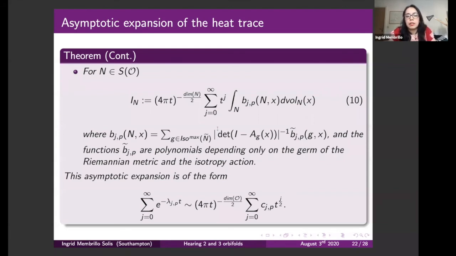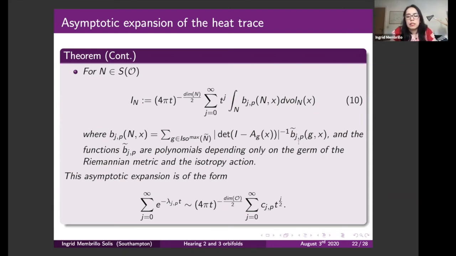And here is the sum over this set of the determinant of the identity minus A_g, where A_g is the matrix which is induced by the action of g. So this matrix will act in the orthogonal complement of the tangent space at x in the stratum, which lives inside of our orbifold.